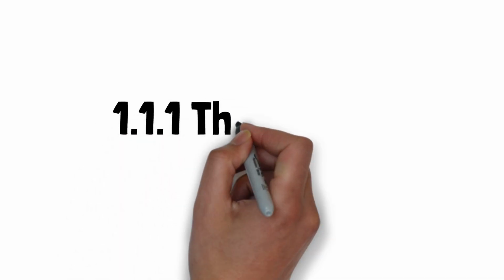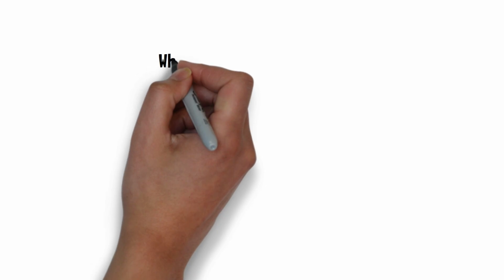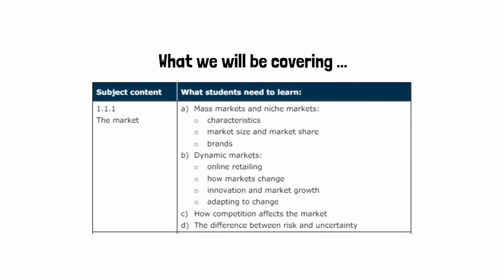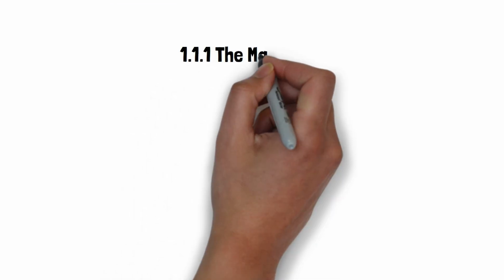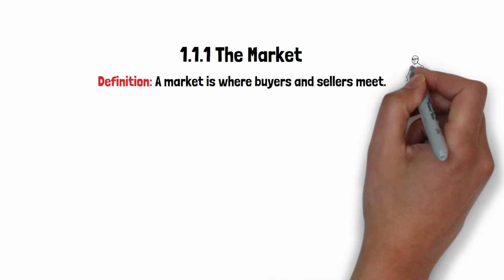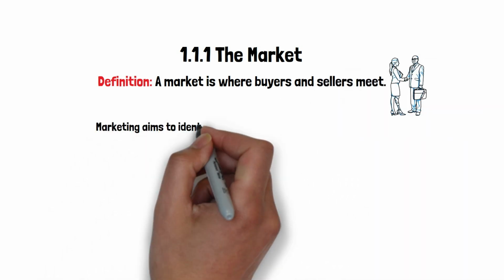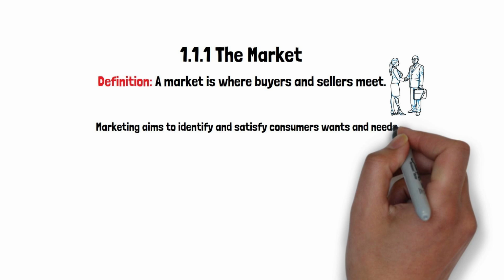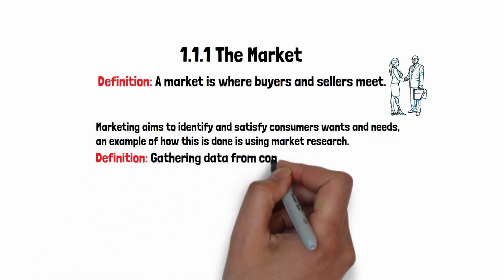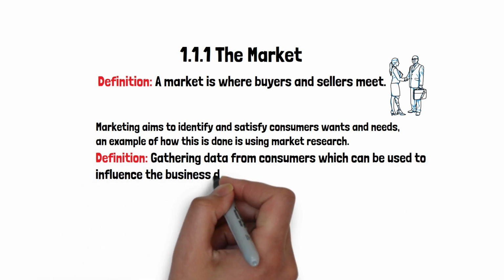In today's video, we'll be covering the first topic in Edexcel A-Level Business, the market. And here is a list of the topics we will be covering. A market can be defined as a place where buyers and sellers meet. The aim of marketing is to identify and satisfy consumer wants and needs, such as by using market research, which is where information is gathered from consumers which can influence the business's decision.